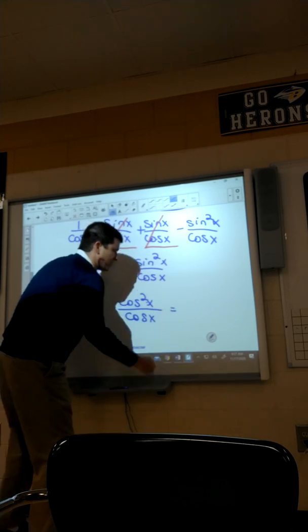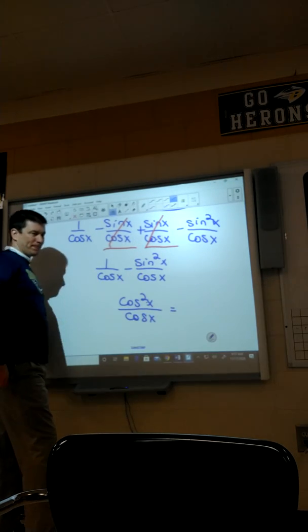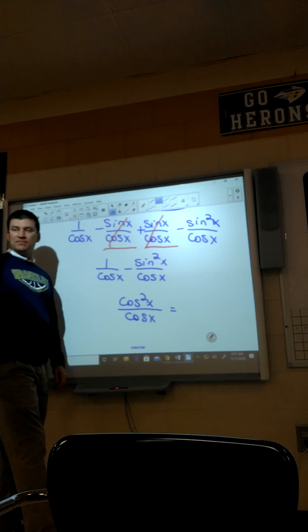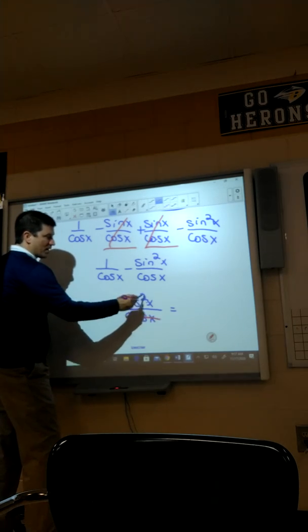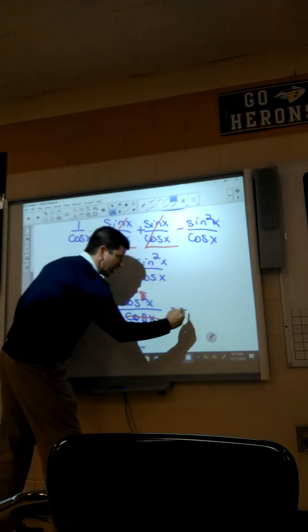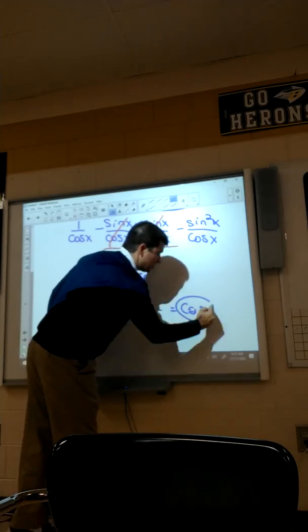All right, somebody explain the last step to me. 1 over cosine. 1 crosses out on the bottom, 1 crosses out on the top. I'm left with just cosine squared. Or sorry, just cosine x.